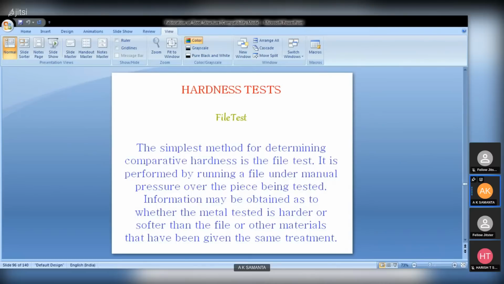Now should I start, sir? Hello? Yes, sir, you can continue, start.